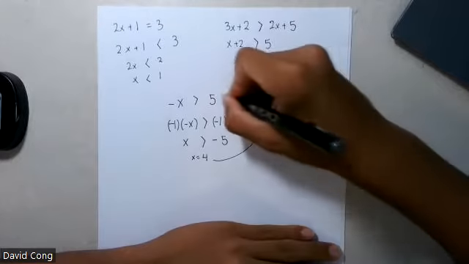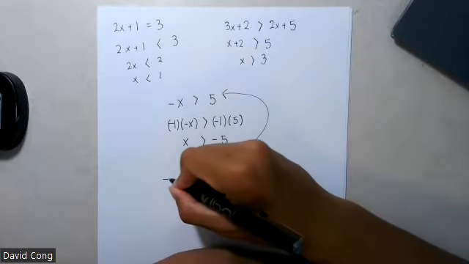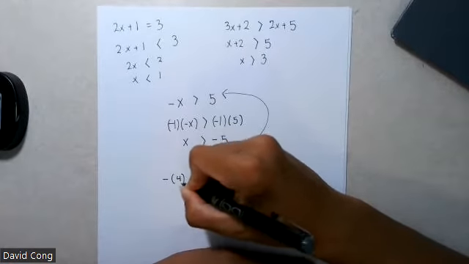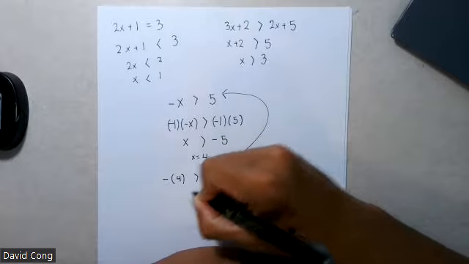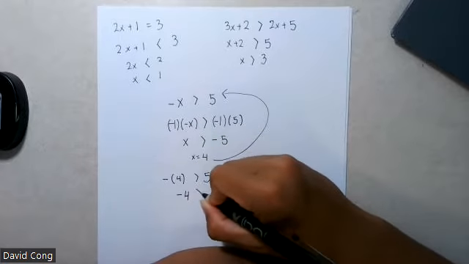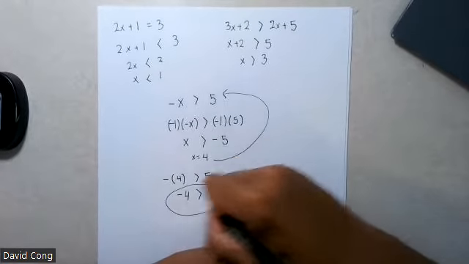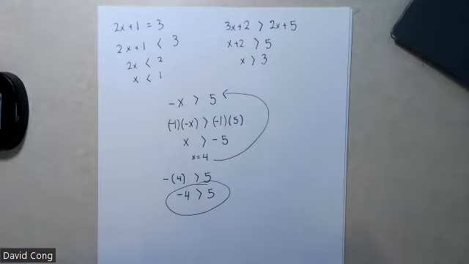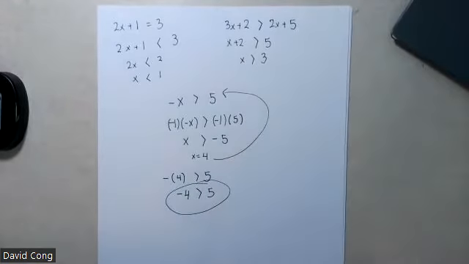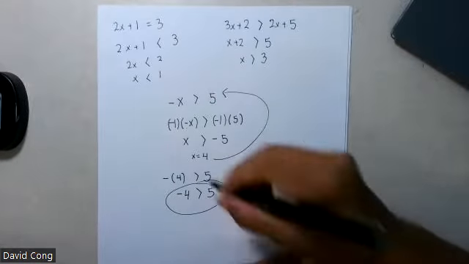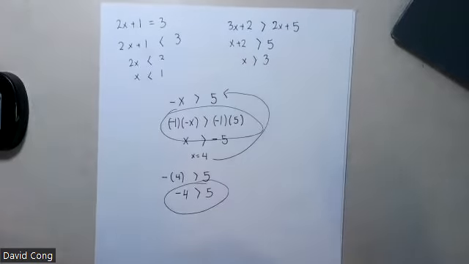So let's plug it into our original. So we have negative 4 is greater than 5. But we can see this is clearly wrong. So that means there's a mistake somewhere in here, and it happened in this step. This is the only difference between inequalities and equations.